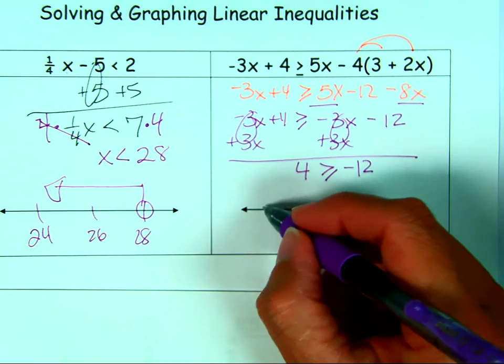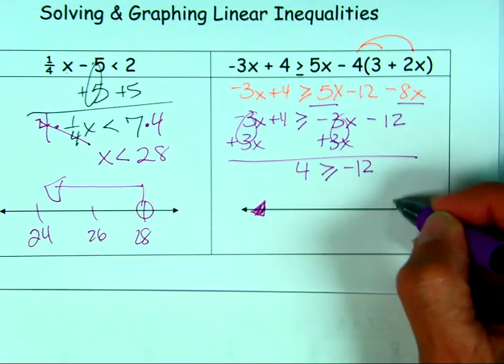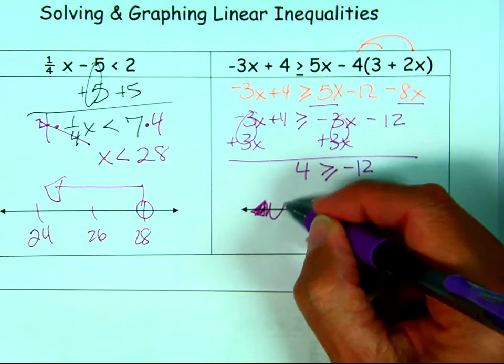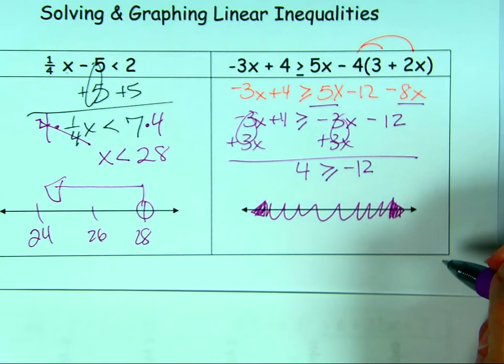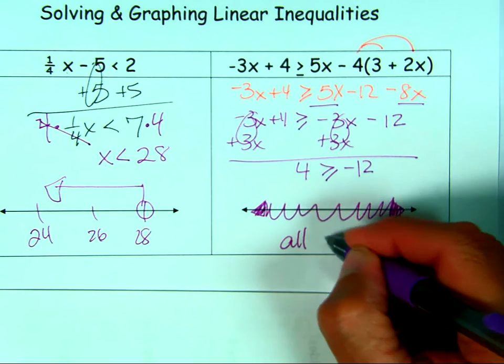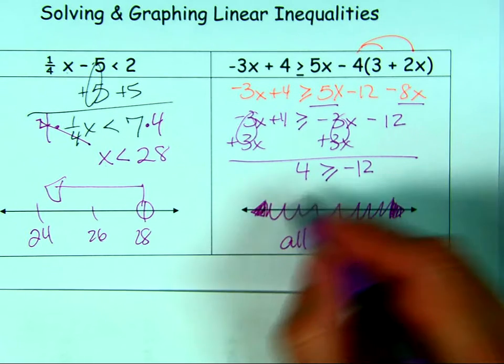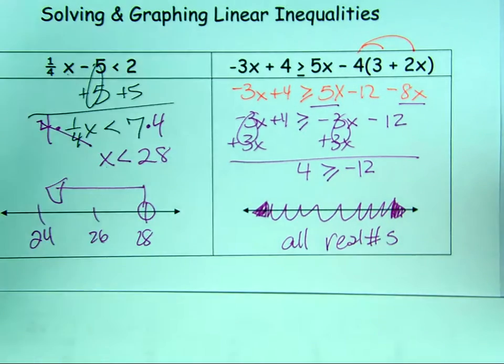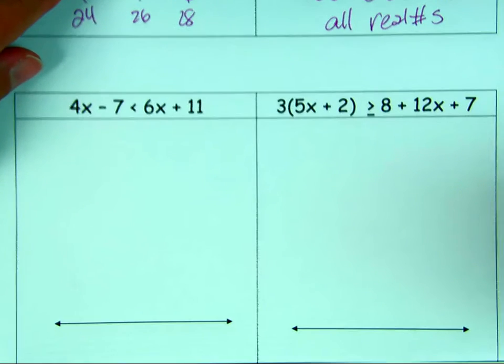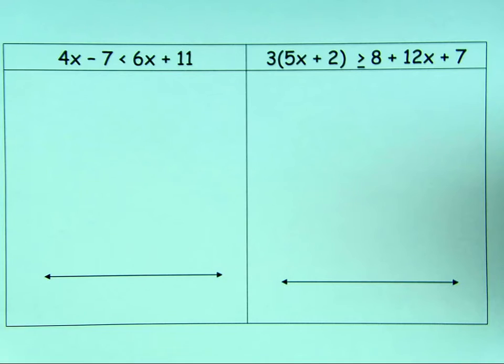That's all real numbers. So what I do is I darken in my arrows because everything works, and I just shade in that whole thing because my answer is all real numbers, and this is a real number line, so all real numbers. So that's how that works. Okay, let's try another one. These are our last two for this one.